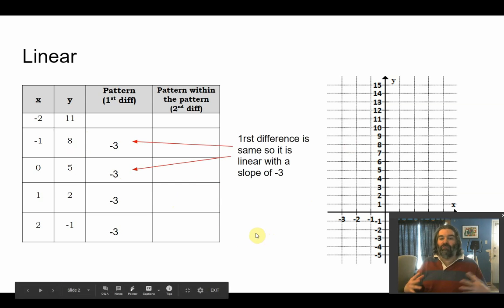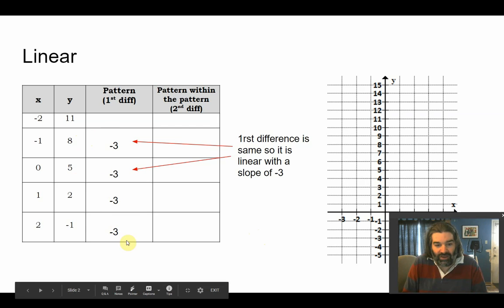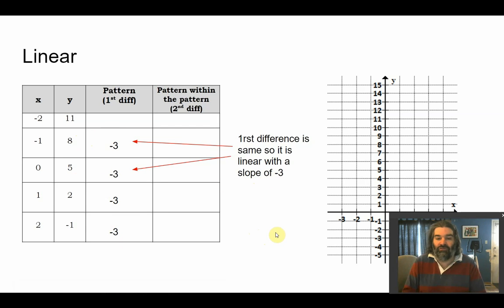So the first difference, basically, is a fancy math word for the first time you look at the difference in the y. If the first difference is the same, that means you're going to get a straight line and your slope is going to be minus 3. You don't need to do any more work to get your slope. You know that because that's the pattern.